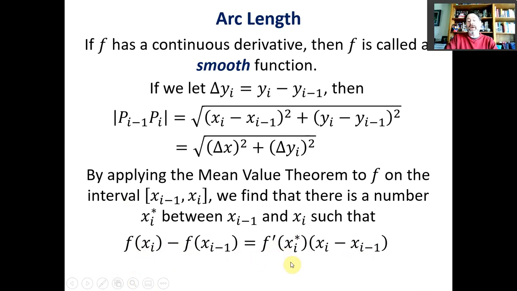But the mean value theorem basically says that between any 2 points, the slope of the secant line between those points is some number, and there's some point on the curve where the slope of the tangent line is the same as the slope of the secant line. And that's what this formula is saying, right? If we take the difference in x coordinates and multiply it by the slope, the derivative at this xi star, you get the difference in the y coordinates. That's all it's saying. It's just the mean value theorem with the new notation here from chapter 8.